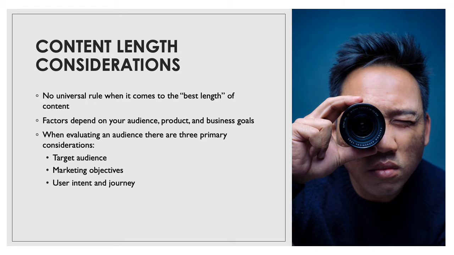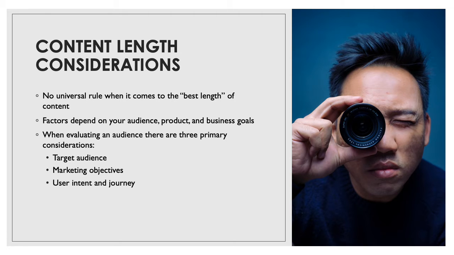When you're evaluating the audience and the different types of content that you're going to be creating, there are really three primary considerations that we look at. The first is your target audience. So, are you targeting millennials? Do they have a short attention span? What kind of devices are they using? All of those factors come into play.